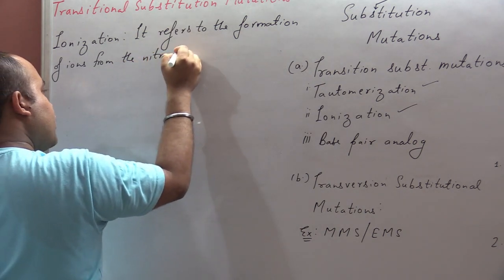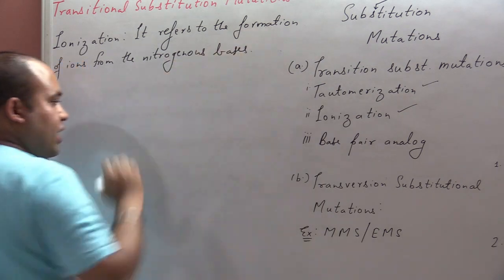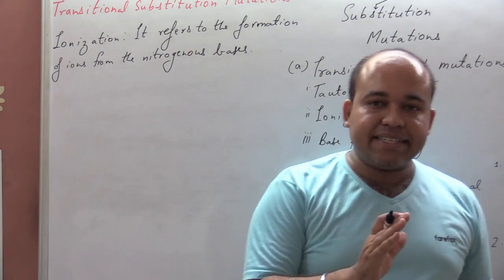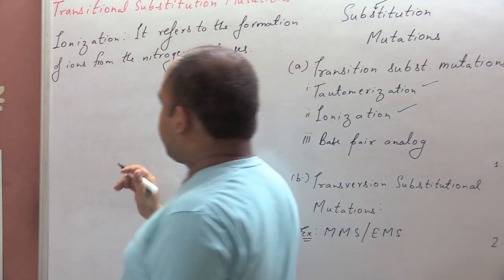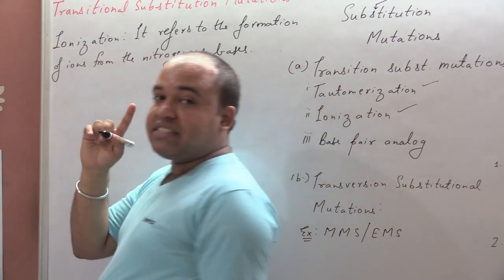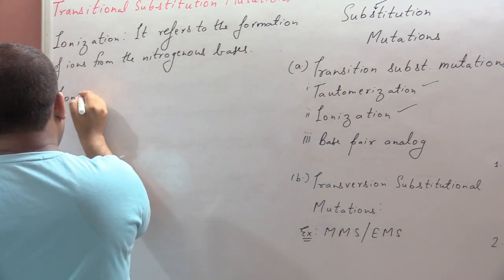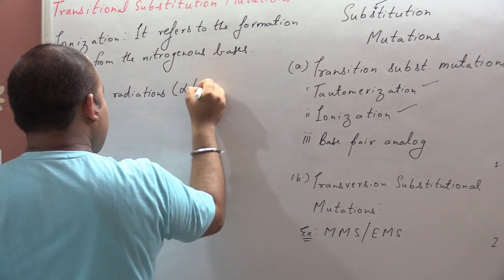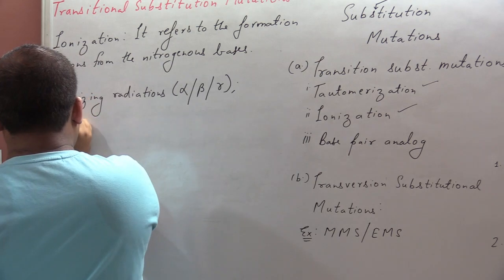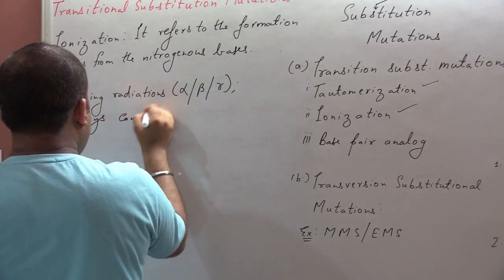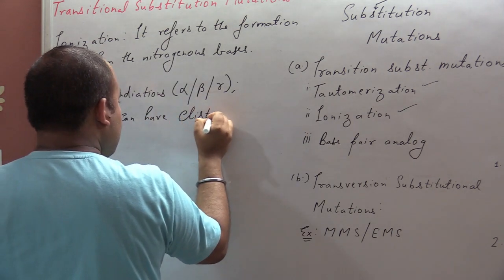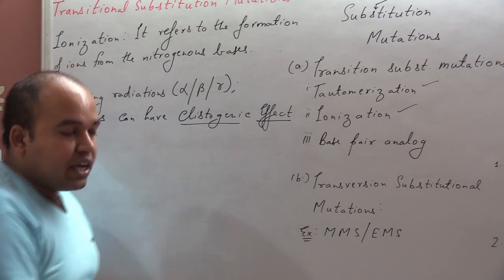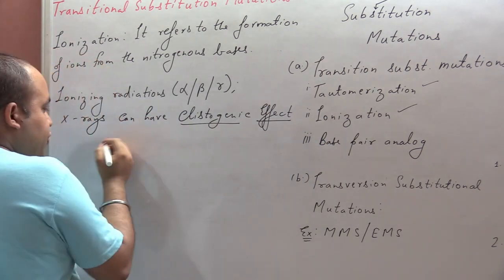This ionization can take place in the presence of certain radiation, and those radiations are ionizing radiation and non-ionizing radiation. Okay, so there can be two different types of radiation, ionizing, non-ionizing. Here we are talking about ionizing radiation. Ionizing radiations including alpha ray, beta ray, gamma ray or X-rays can have clastogenic effect over the DNA. Now what does this word mean? Clastogenic effect means they will break the phosphodiester backbone of the DNA.